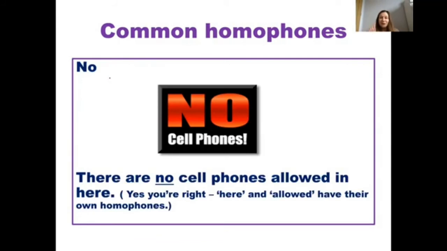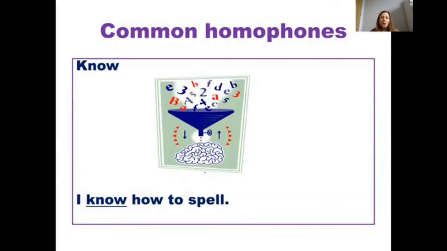Okay, the other word is no. So there are no cell phones allowed in here. And you see the word cell phone, which is another word for mobile phones. Here and allowed have their own homophones as well. So here, what can you hear? I know how to spell. So no and no. That's another homophone. So I know and no.